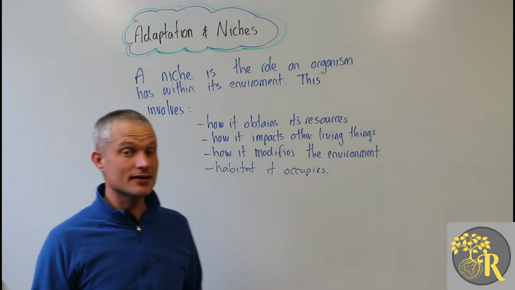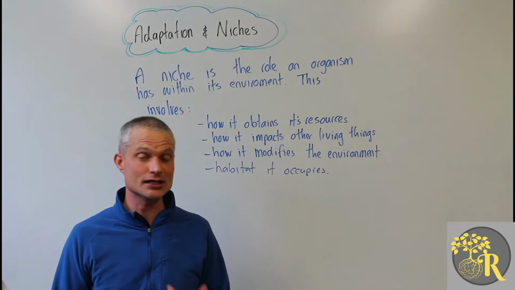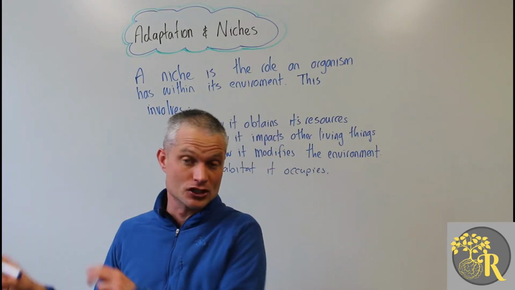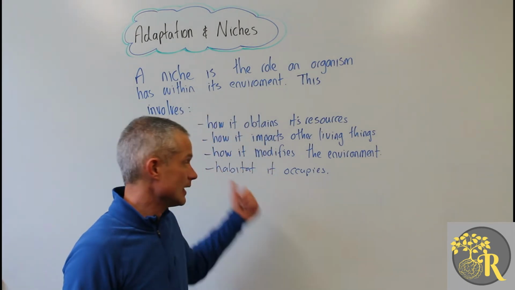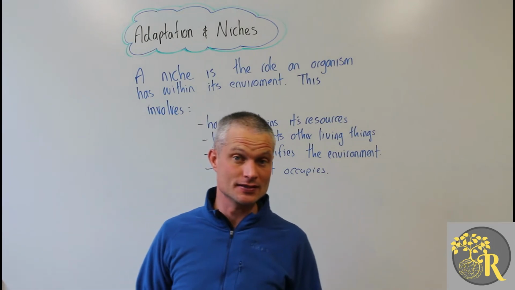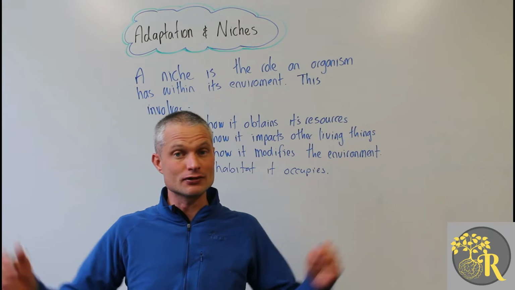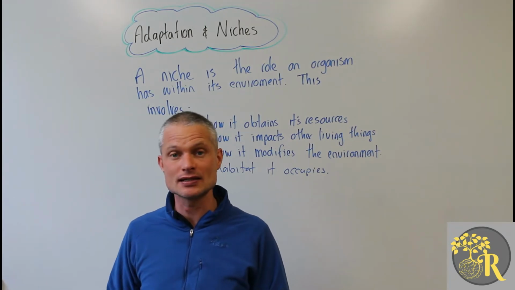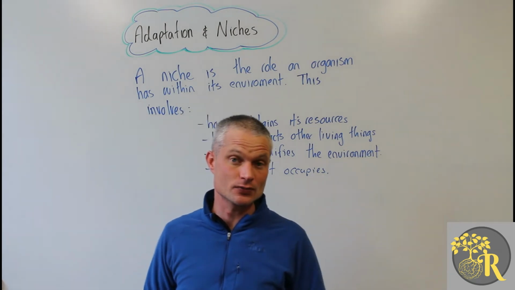How it impacts other living things. So again, that ties in with its feeding relationships. So what it is in competition with, or what it's eating, and how it impacts those living things, and how it modifies its environment. So some species in particular, like corals, can create coral reefs, beavers can create dams, elephants can knock down trees, deer can impact the regrowth of the forest within an area.